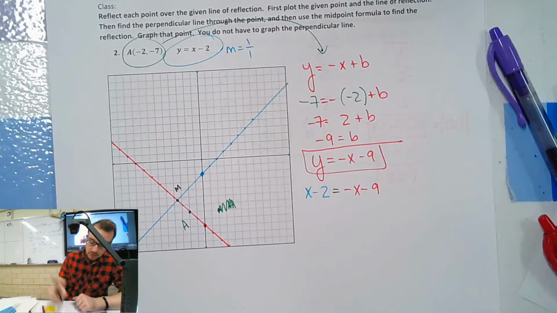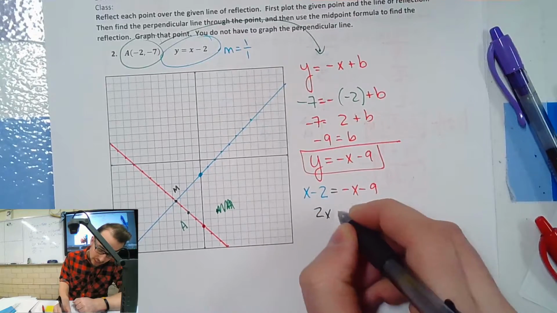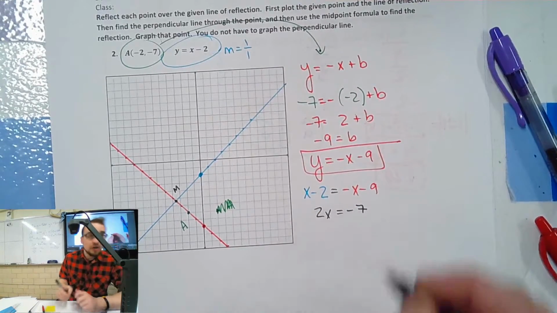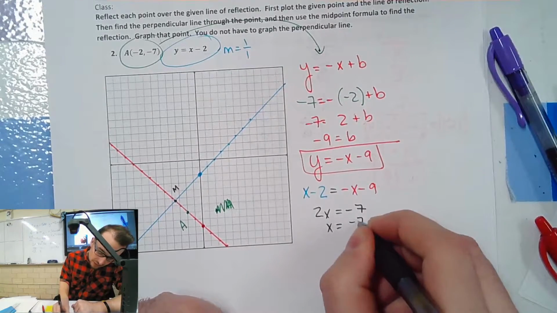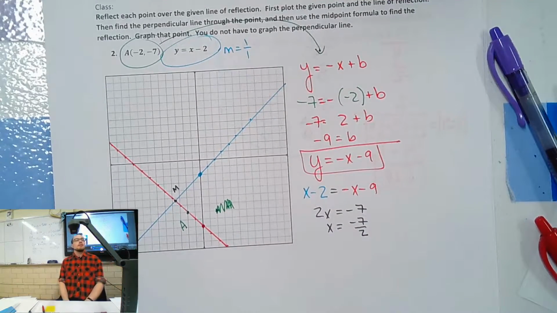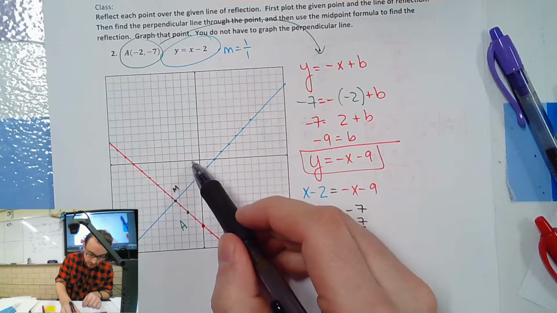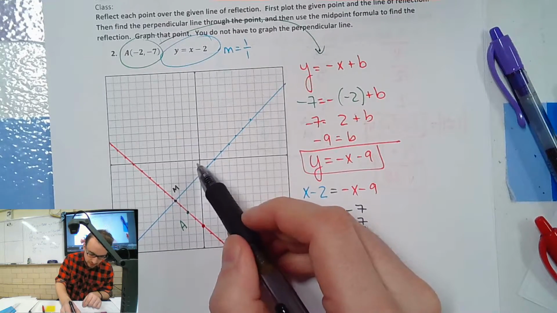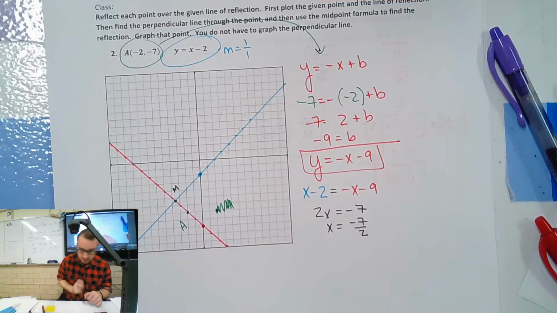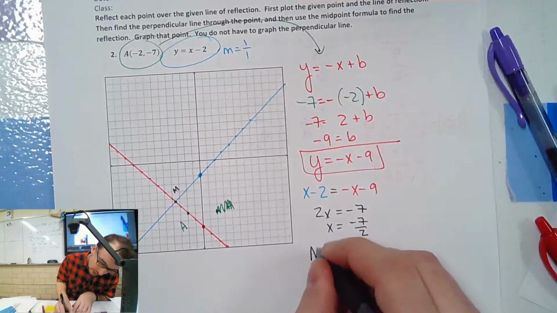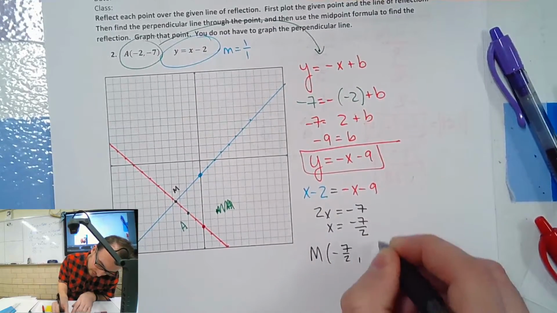So let's solve. I'm going to move my x over here and get 2x, move my negative 2 over there and get negative 7. Oh no! It is going to be a gross point. We divide by 2 and we get negative 7 over 2, negative 7 halves. 2 halves, 4 halves, 6 halves, 7 halves to the left. So our midpoint is going to be negative 7 halves, comma something.